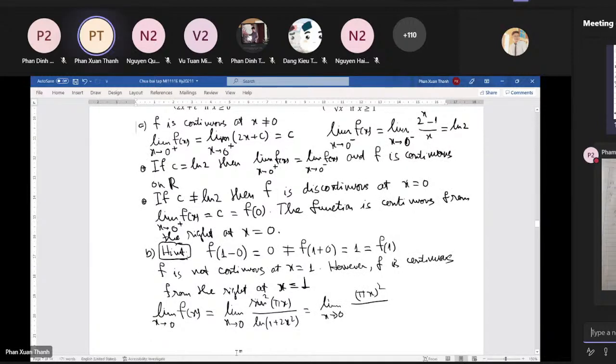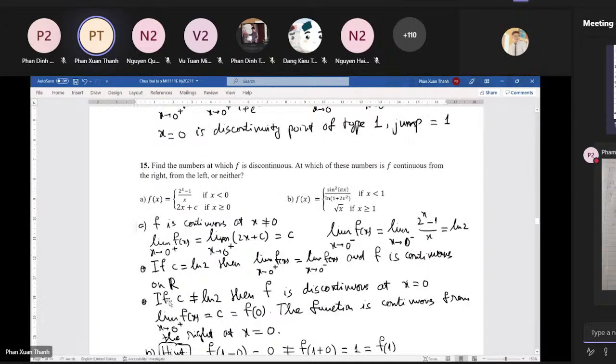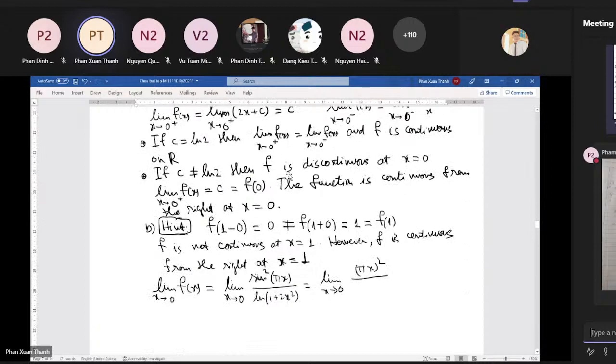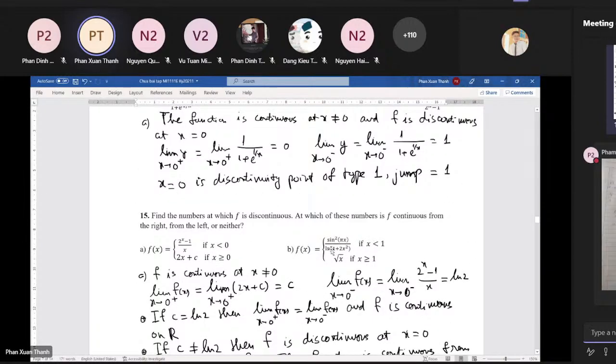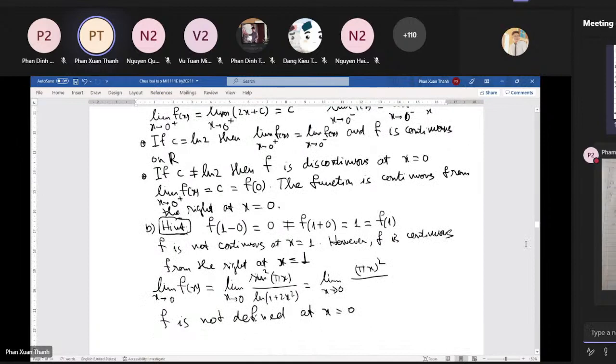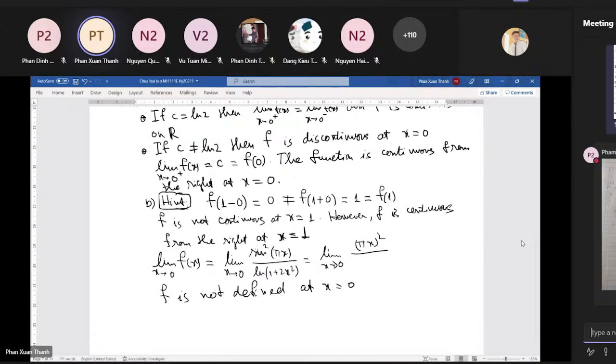For this case, I think we can say that the function is not defined at x equals 0, and then we say that the function f is discontinuous at x equals 0. I think that's enough for this exercise. It's not necessary to write down more. You say here f is not defined at x equals 0, because the logarithm in the denominator equals number 0, so f is not defined at x equals 0. Then f is discontinuous.